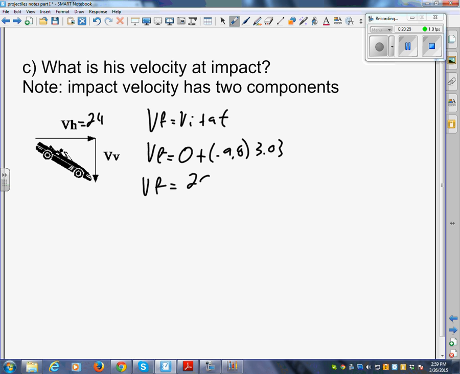29.69. Ah, correct. Negative. So it's going 24 meters per second horizontally. It's going 29.69 meters per second vertically. How do I find the total? Do I just add those together? No, it's vector addition. One is horizontal, one is vertical. It keeps coming back to vector addition. Same concepts over and over again.